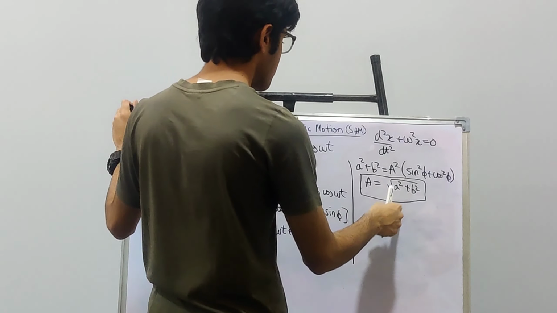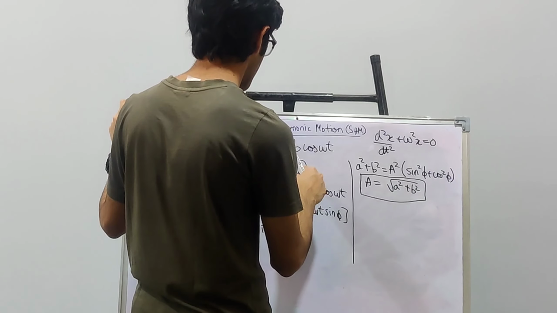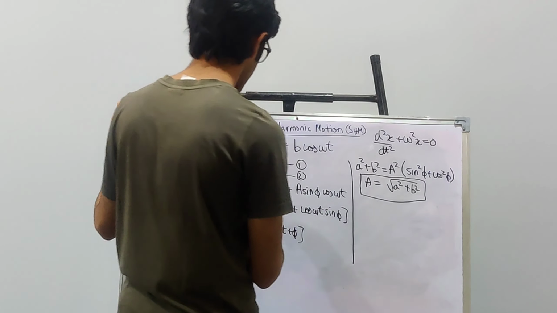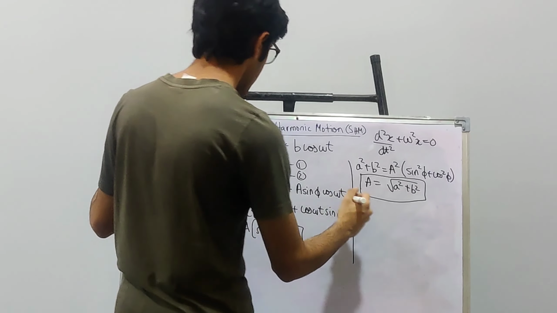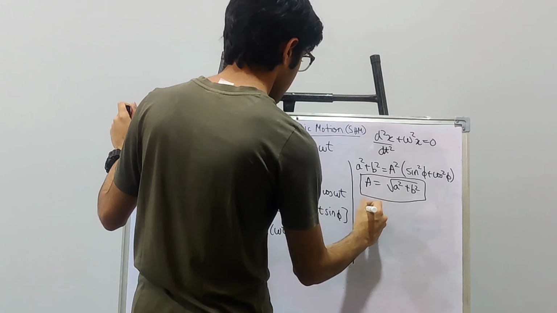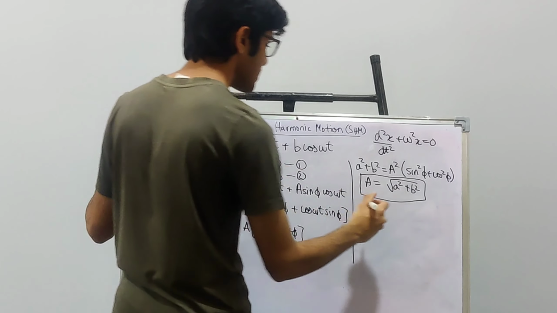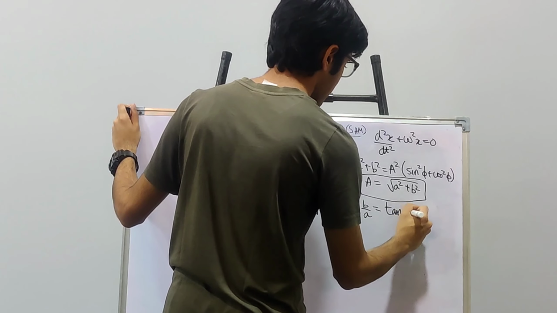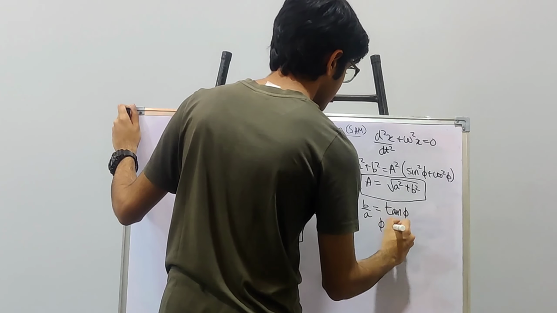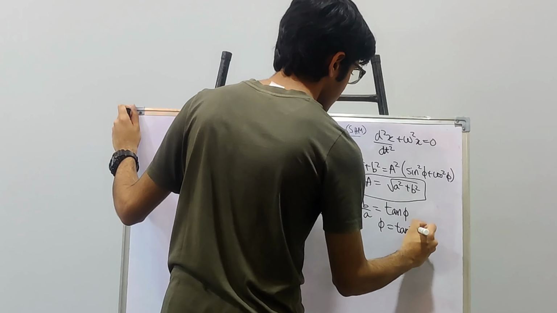And if we were to calculate phi, we can just divide both these equations. So when we divide 2 by 1, we get b by a is equal to, A gets cancelled, and sin phi by cos phi is nothing but tan phi. So phi becomes tan inverse of b by a.